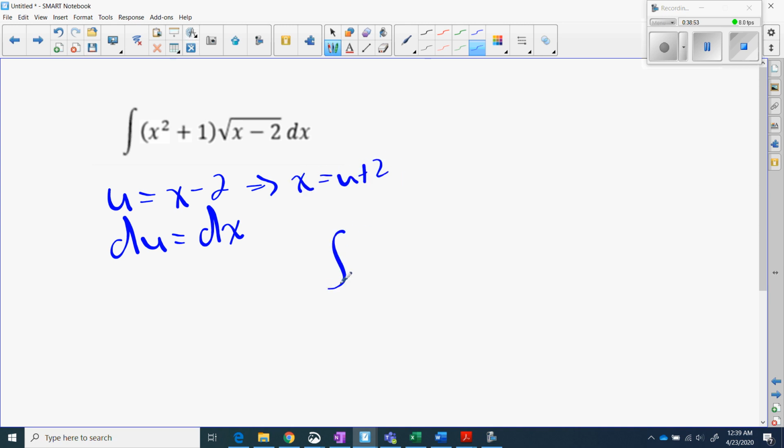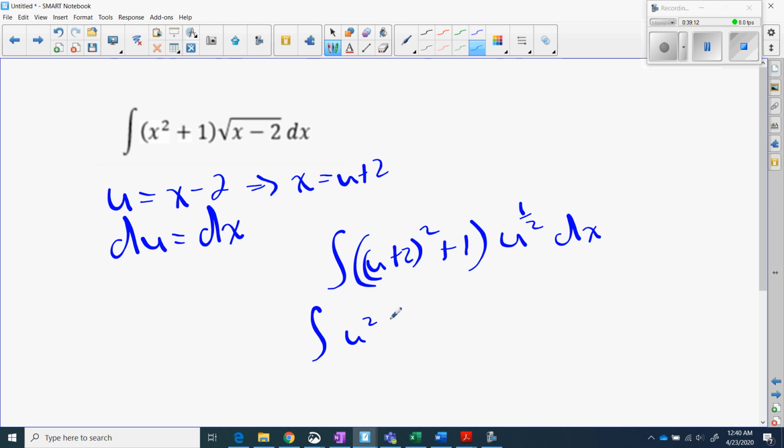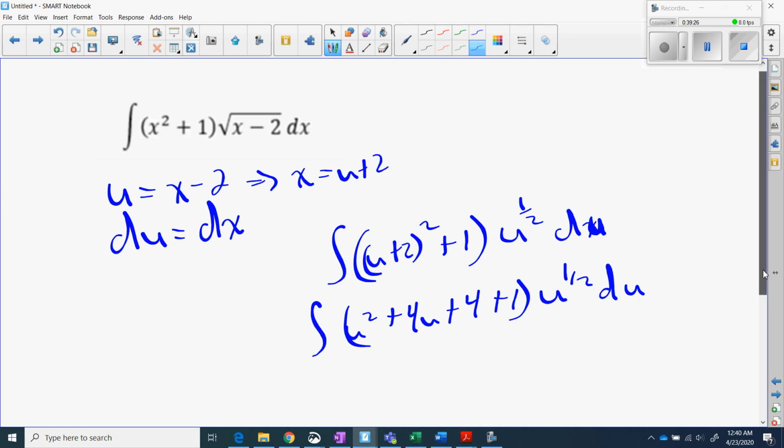And now the question gets reconstructed to be u plus 2, there's x squared plus 1, times u to the half du. So I'm going to have to expand this out and clean things up here as best I can. Square the first, multiply and double, square that one, add 1, multiply by u to the half. Oh, that's du, not dx. Again, I need your help so I don't screw that stuff up.